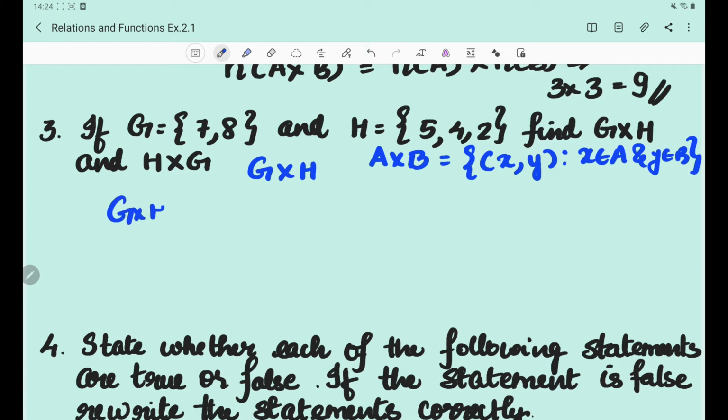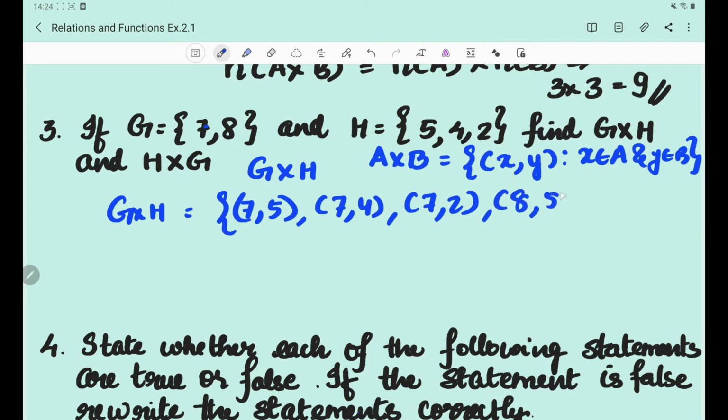G cross H is equal to, so what are the possible pairs? With 7 and 5, you can write (7, 5) as one ordered pair. The next ordered pair would be (7, 4). The next would be (7, 2). Again with 8, you have to find the next pairs. So what are the next ones? (8, 5), (8, 4), and the next one (8, 2).